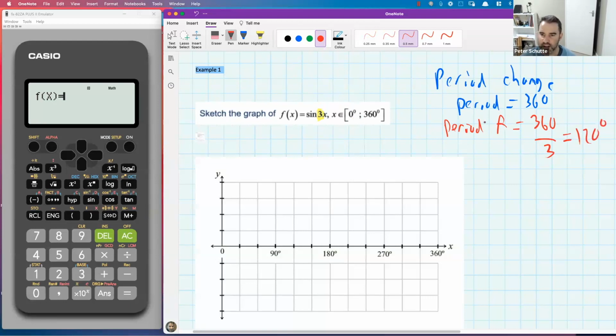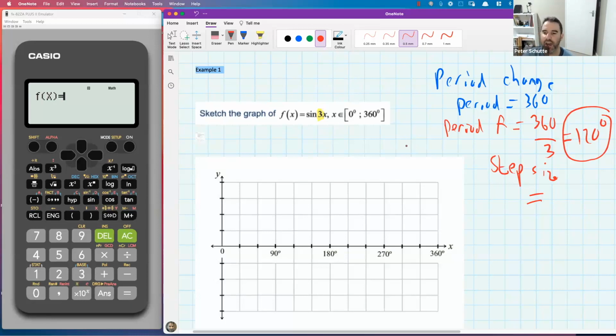So if the period of the graph is now 120, I want to ask you, what is the step size going to be? What do you think the step size is going to be of this graph? Pop it in the chat. I want everyone to have a go at this.